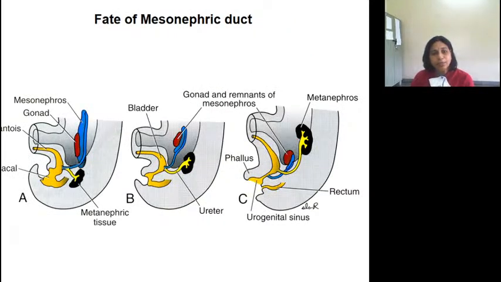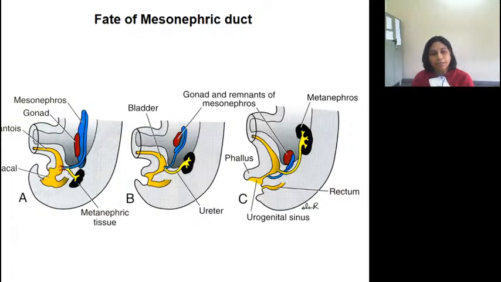Then this is the mesonephric duct. Where is this mesonephric duct going? It is going into the urogenital sinus. By this time we see the separation of the urogenital sinus from the primitive rectum, and this mesonephric duct is going into the urogenital sinus here.